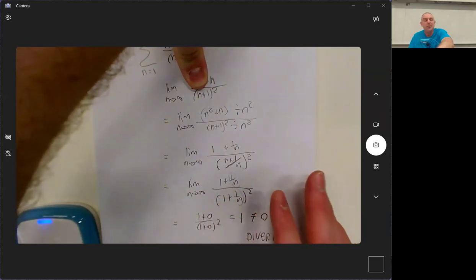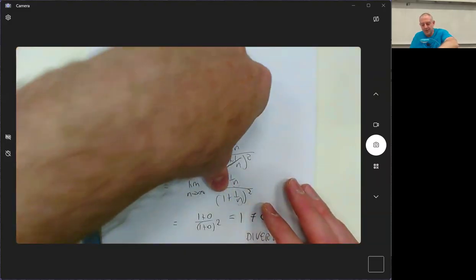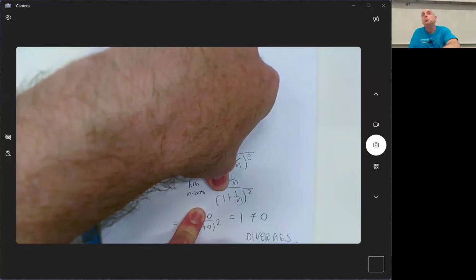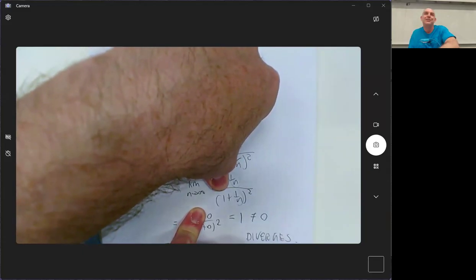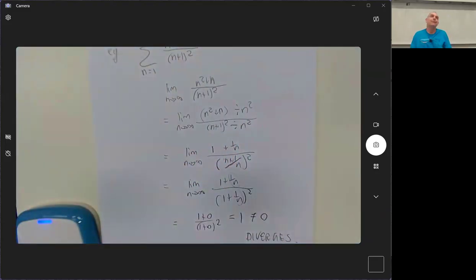That would have been fine. It's supposed to divide by the biggest power of n you see anyway. And so I would have gotten down to here, and it would have come out to 0, and it would be unknown. It doesn't necessarily converge. I don't know. But it would at least be worthwhile the thing to try.